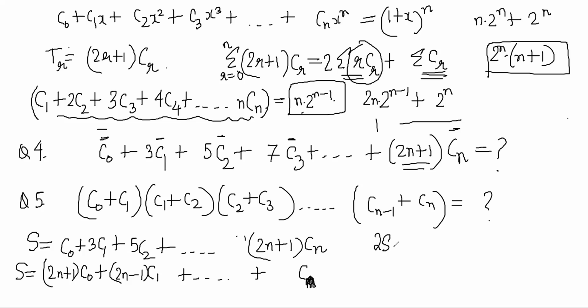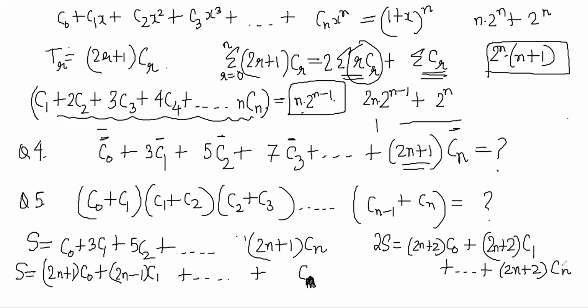So 2 times S is equal to what? This becomes 2n plus 2, C0 plus this becomes what? 2n plus 2 again. Everything becomes 2n plus 2, right? So 2S is equal to 2 times n plus 1, and the summation of C0 to Cn is 2 power n. So S is equal to n plus 1 times 2 power n, right?